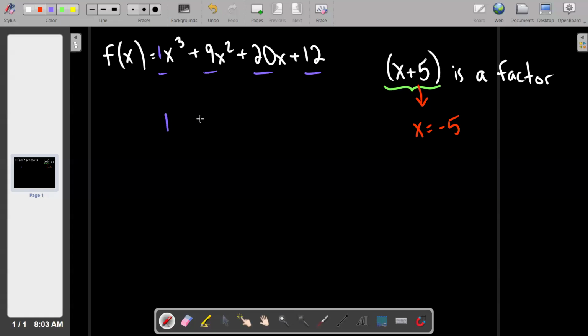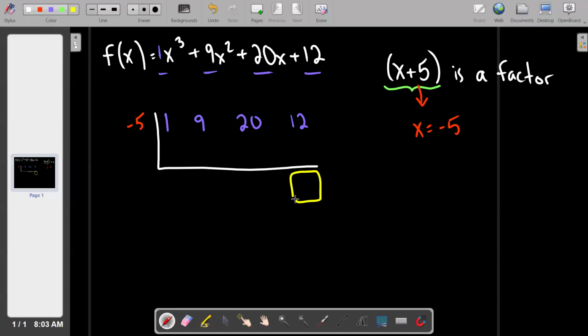We're going to do 1, 9, 20, and 12. We're going to upside down divide it like this. And we are going to put -5 out here. And the reason we're using -5 is because the computer told us that -5 would work. Here's a question. The fact that -5 is going to work, what does that mean is going to be in this yellow box?